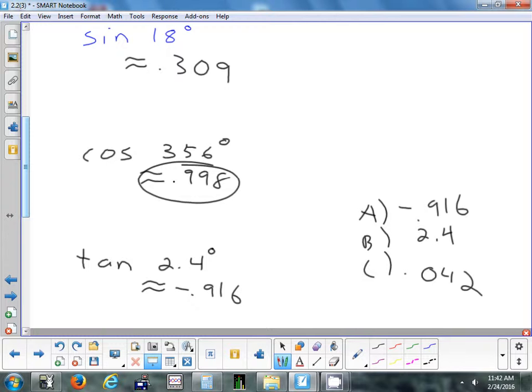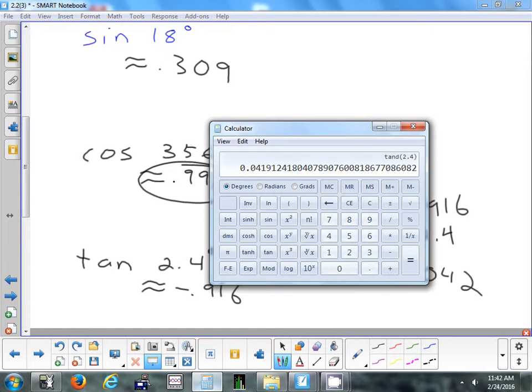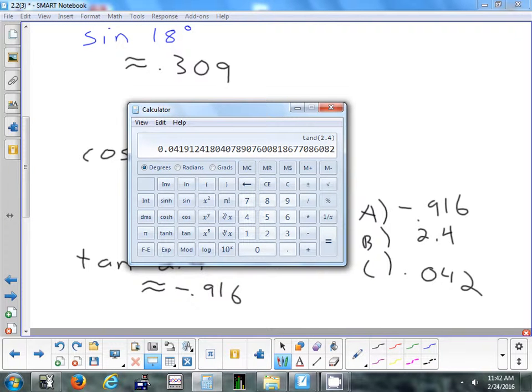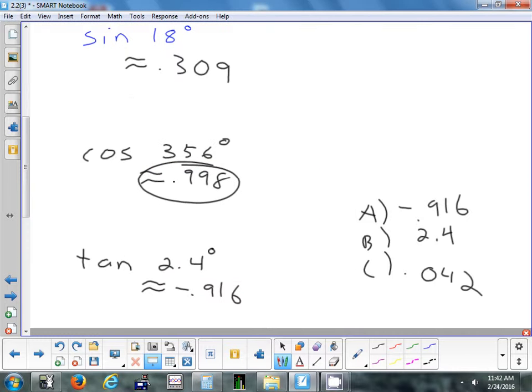Which one is the correct choice now? C. That's the one I just did real quick on the calculator. Okay. Tangent of 2.4 in degrees. So now the correct choice is C. So there might be problems where you see both of these listed, but if you're in the wrong mode, you'll get the wrong answer. Okay. So that's correct.